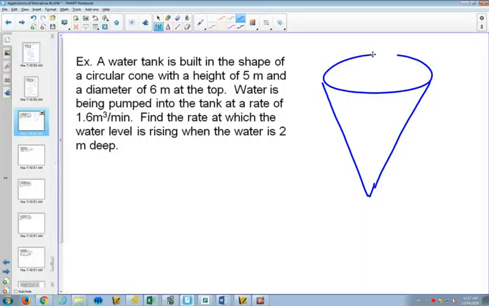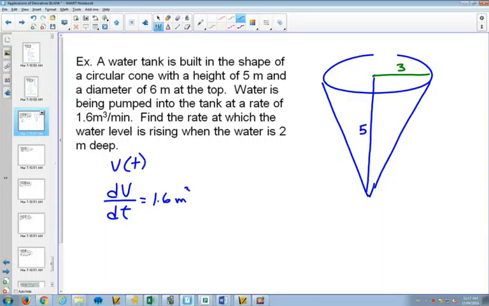So there's our cone. Height of 5 and a diameter of 6 meters at the top. That means your radius would be 3. Water is being pumped into the tank at a rate, so we know our volume with respect to time, meaning that volume is a function of time. It's 1.6 meters cubed per minute. We want to find the rate at which it's rising, so we're trying to find dH dt when the height is 2 meters. So that tells us that height is also a function of time.